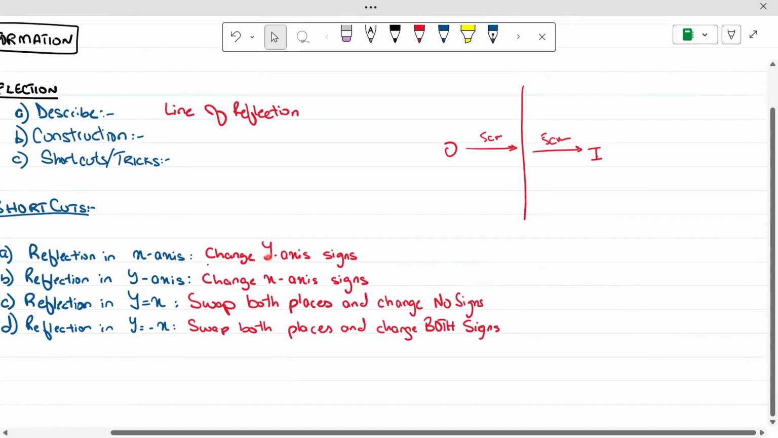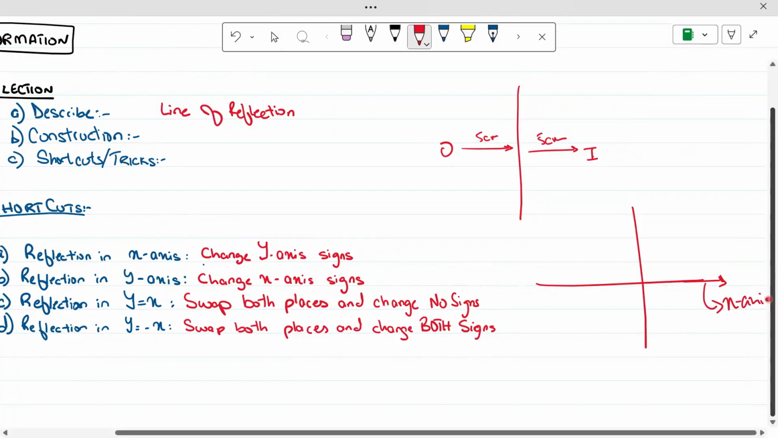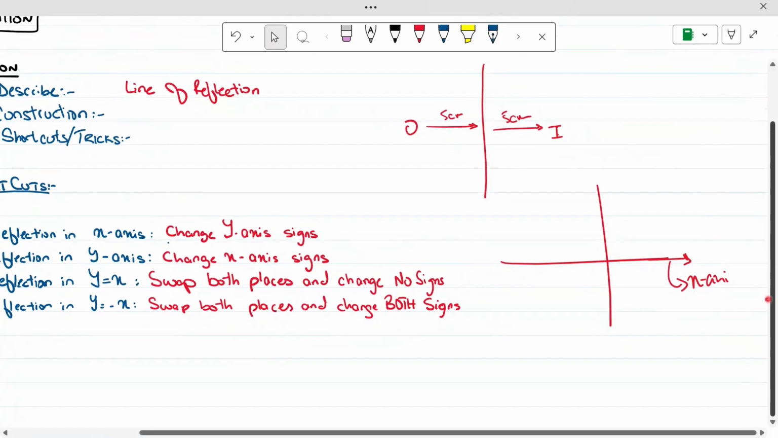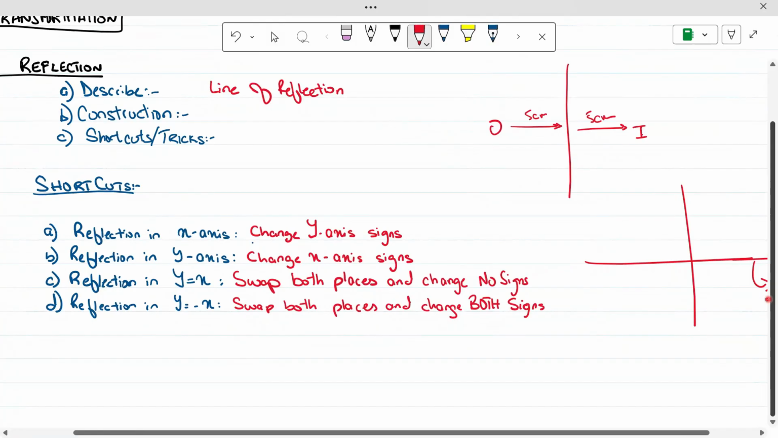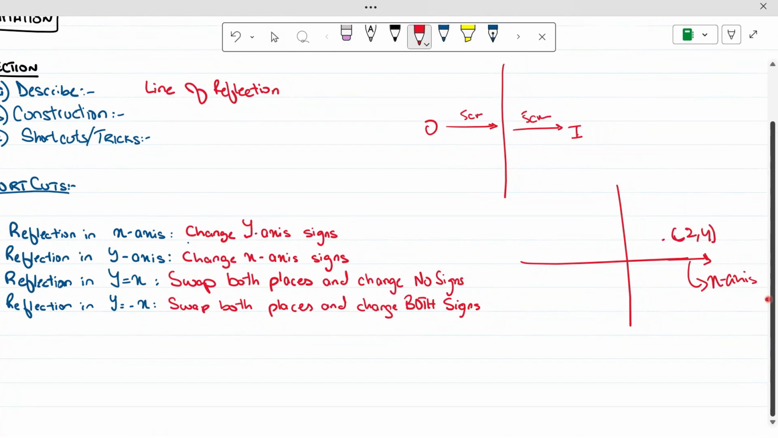Okay, so reflection over here, and if we talk about a reflection in the x-axis, that means we have a Cartesian plane over here. This line is called the x-axis. If there's a reflection through this line, what are we going to change? We're going to change the y sign. That means if we have a point, for example, over here, that is considered as (2, 4), the point will be reflected over here. Only our y sign will be changed. That means (2, -4).